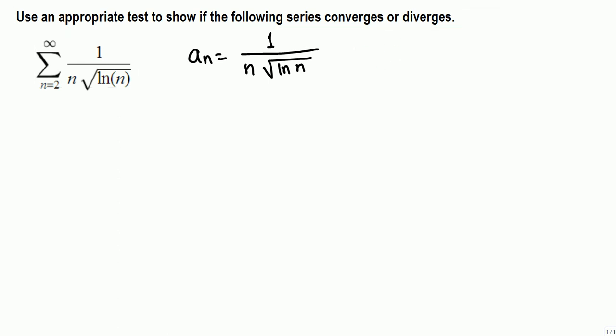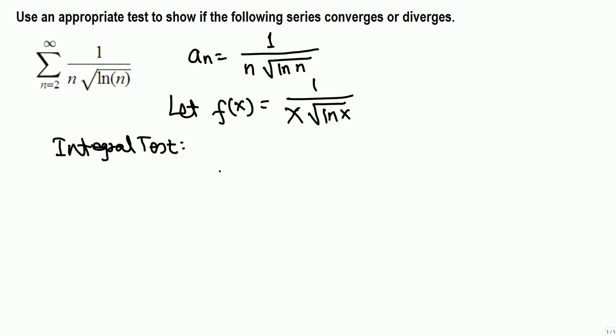Now let's see the way it's given. What is the derivative of natural log of x? Let's think of n as x. The derivative of natural log of x is 1 over x. It's given in the way so that we can use the integral test. For that, we say this is a function: just replace n by x, 1 over x times the square root of natural log of x. Now we want to use the integral test.